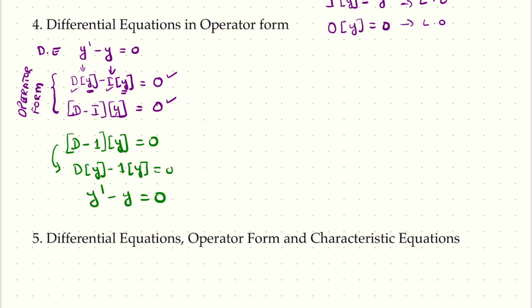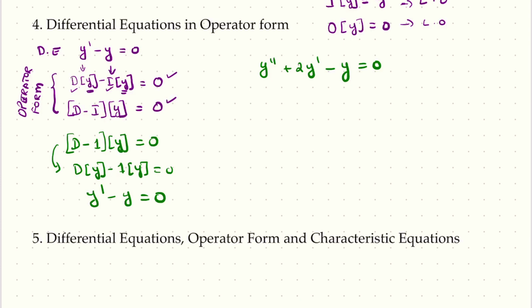Now let's take a look at this one. What would be the operator form of y double prime plus 2y prime minus y equals 0? What would that be?